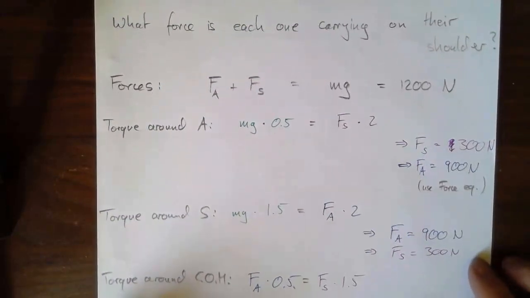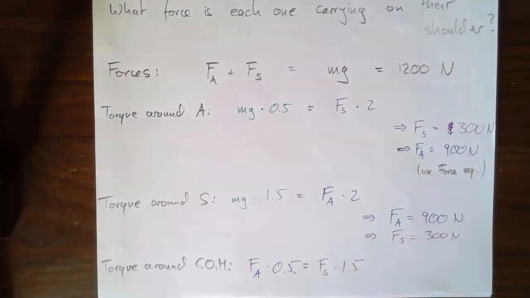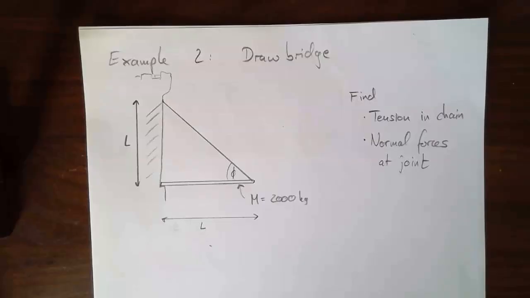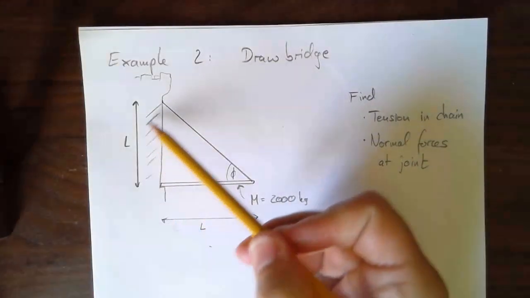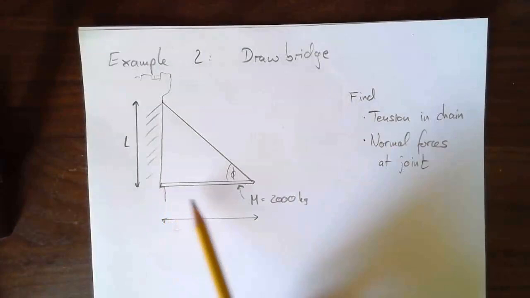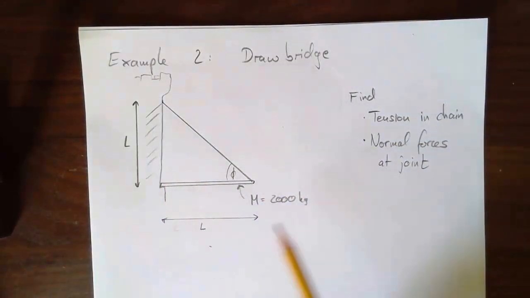Okay, so now we're ready to move on to the next problem. Here is our next example. I'm imagining a drawbridge. I'm visualizing a sort of medieval castle here, right? And there's the moat down here, and a drawbridge goes across it.